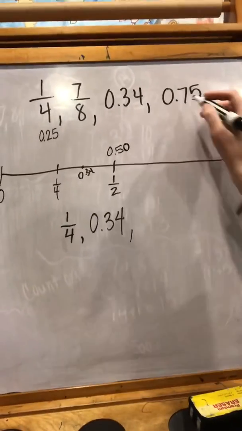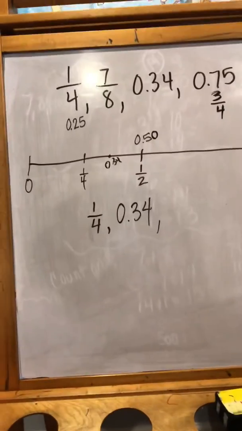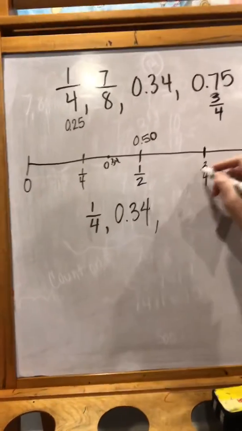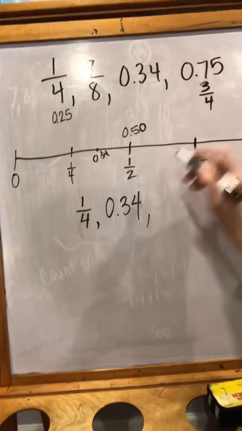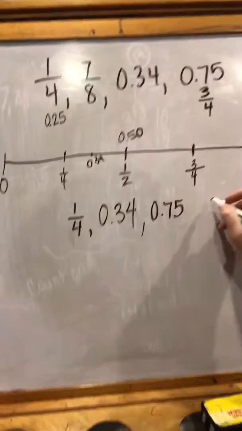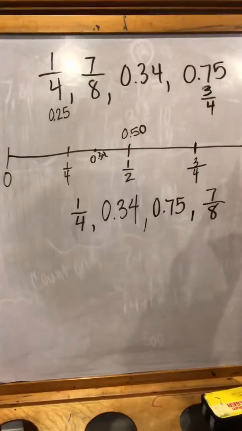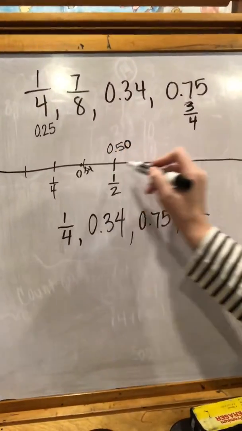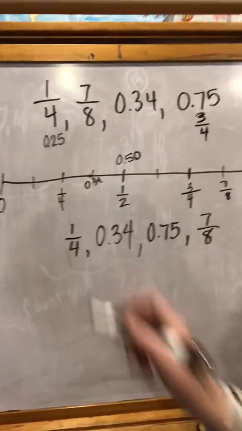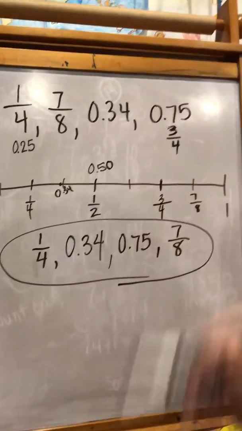75 hundredths I know is equal to 3/4. I know 75 cents is equal to 3/4 when I'm thinking about money. So I know that 3/4 is going to be more right around here. And so I'm going to say that that's going to be my next smallest number here. And then that would leave 7/8 as my largest number in this string of numbers. 7/8, again, if I were to divide this whole line up into eighths, 7/8 would fall right here. So my answer would be, least to greatest, 1/4, 34 hundredths, 75 hundredths, and 7/8.